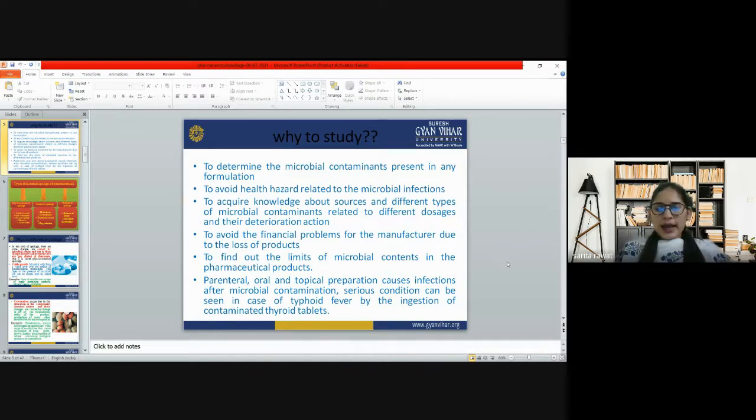Parenteral, oral, and topical preparations can cause infections after microbial contamination, and serious conditions can be seen, as in cases of typhoid fever caused by the injection of a contaminated thyroid tablet. So you can see we have to determine the spoilage beforehand, before the product comes out in the market, so it can prevent the chances of spoilage and losses to pharmaceutical companies and also the health hazard to the patient.